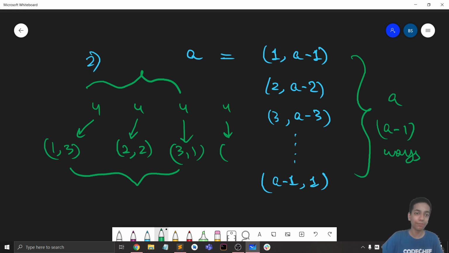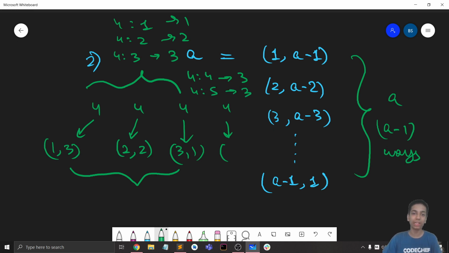Okay, so if 4 occurs one time, then I can get one distinct point. If 4 occurs two times, I can get two distinct points. If 4 occurs three times, I can get three distinct points. But if 4 occurs more times, so 4 occurs four times, right? In that case, again, I can only get three. If 4 occurs five times, again, I can only get three. And after this, we'll only get three.